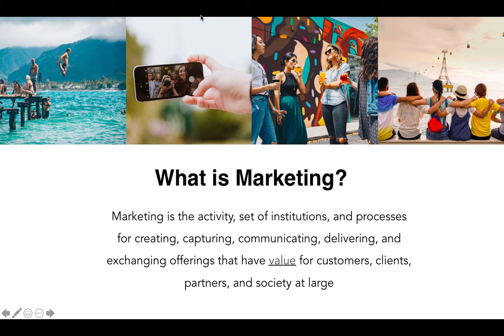But what it basically means is that marketing can be done by institutions or organizations or companies, and that it's meant to create some sort of value, also capture the value, communicate it, and deliver it. And this is just really referring to the 4 P's, which we will get into in this chapter, but more in depth in other chapters to come.